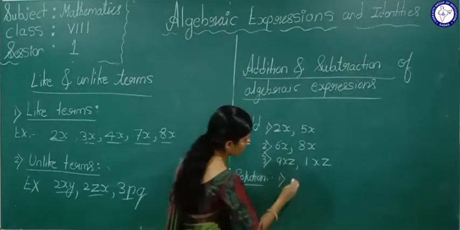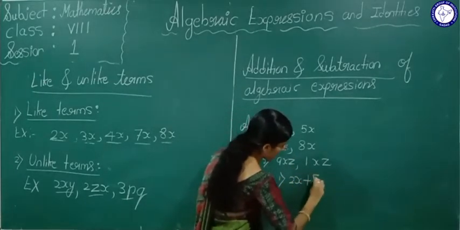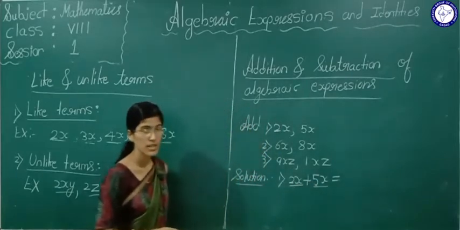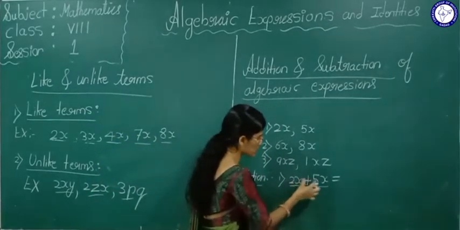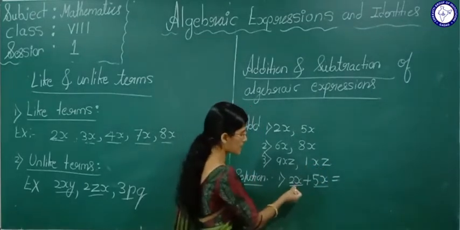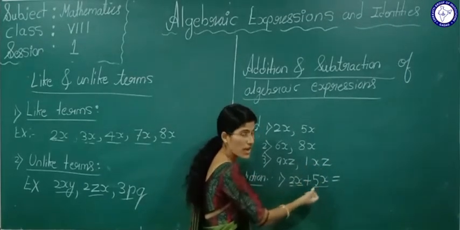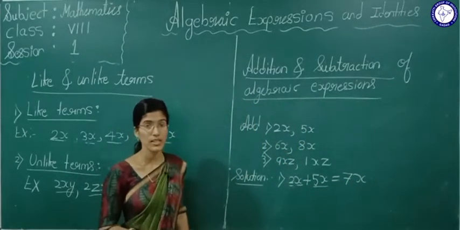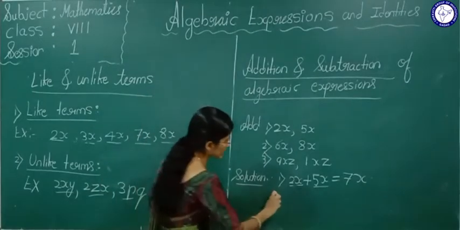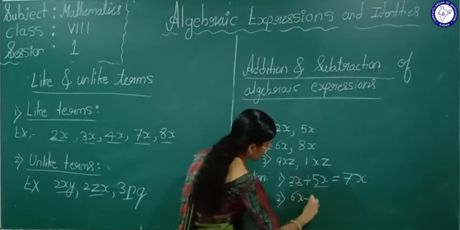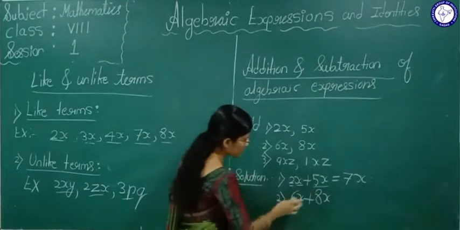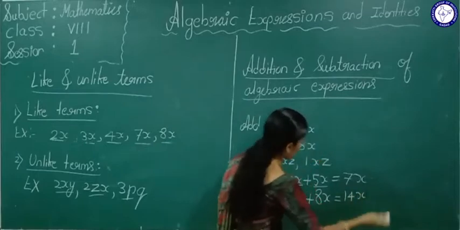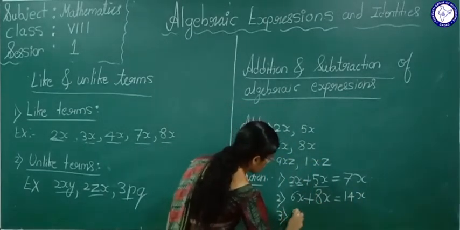First one, 2x plus 5x. You know that we can add the like terms. Yes or no? We can add the like terms. Here 2x and 5x are like terms. We can add the like terms. 2x plus 5x is how much? 7x. Like terms can be added in algebra. Yes or no? Now say second one. 6x plus 8x. 6 plus 8 is 14. 14x.